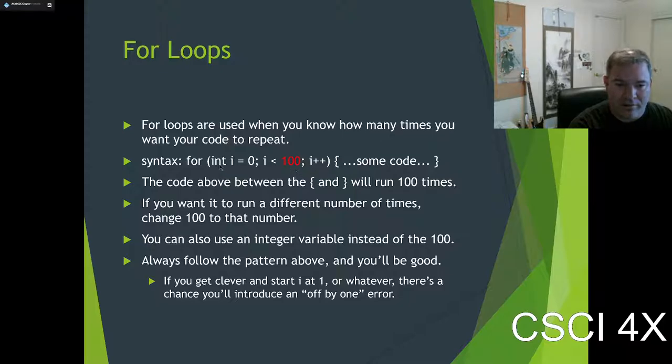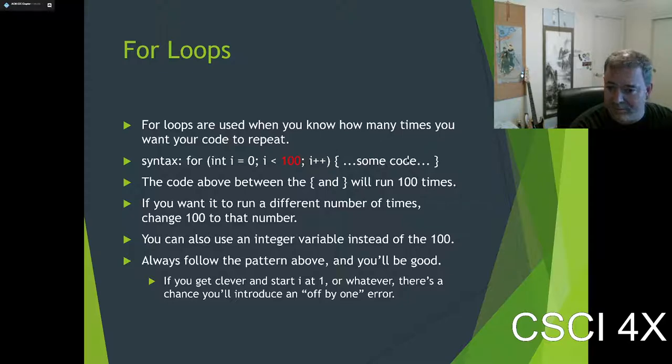Again, the syntax is for, open parentheses, int i equals 0, semicolon, i is less than 100, or whatever number you want to run, semicolon, i plus plus, close parentheses, and then you're going to have a code block.